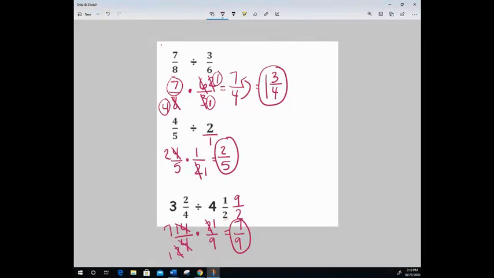So division is basically like multiplication. The only way that we can make it a multiplication problem is if we take the reciprocal of our second fraction. Then we can follow everything else just like we did with the multiplication rules. Always make sure that you check to see that your answer can't be simplified any further.